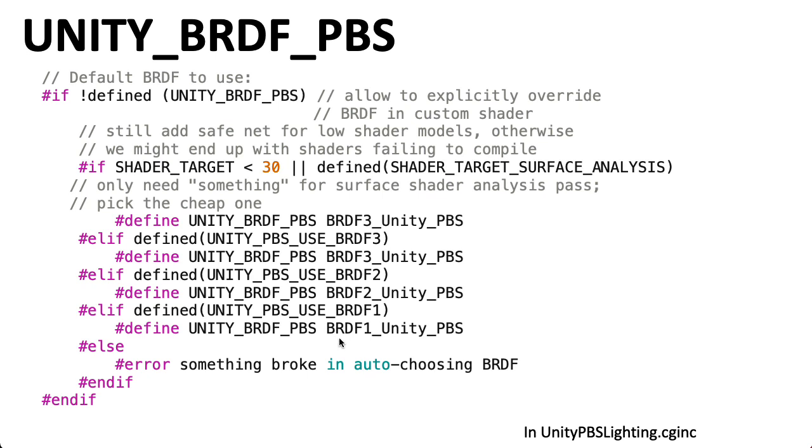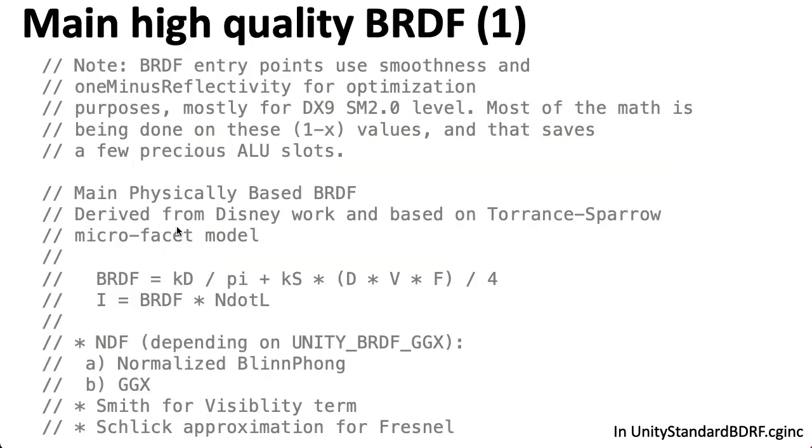The main physically based BRDF in Unity is this BRDF1_Unity_PBS, so let's look at that. So Unity uses a special diffuse model that's not Lambertian. It's called the Disney diffuse. We'll talk about that in a second. And it also uses a Cook-Torrance specular model.